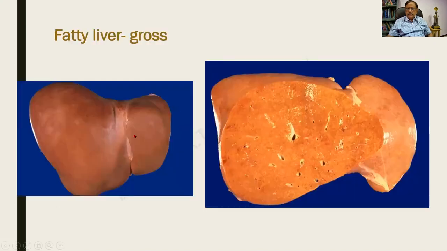If you are not convinced, compare these two. This is a normal liver with a beefy reddish brown color, whereas this is a fatty liver which is enlarged and the cut surface is solid, yellowish and greasy. Capsule is stretched and shiny.